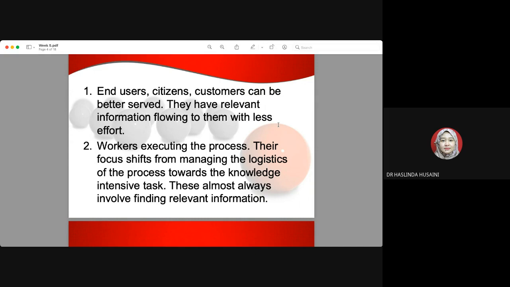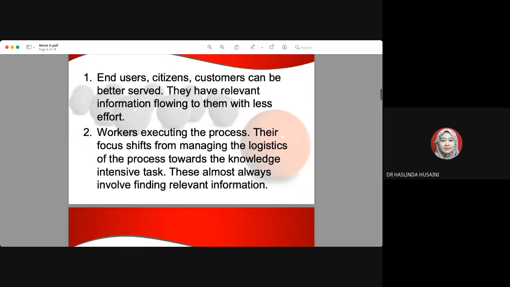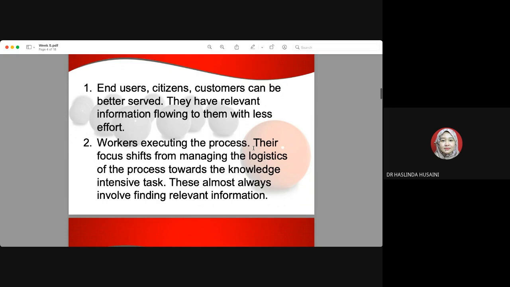The focus shift from managing the logistics of the process towards the knowledge intensive task is almost involved finding relevant information. Bergantung kepada the culture berkenaan company tersebut, iaitu internal policy, internal standard, bagaimana sesebuah department ataupun organisation tu dia mempunyai maklumat tetapi not being shared with the others yang dalam that organisation. Maknanya macam contohnya maklumat tu tidak dikongsikan dengan department yang lain. Jadi benda tu the belonging hanya kepada mereka.